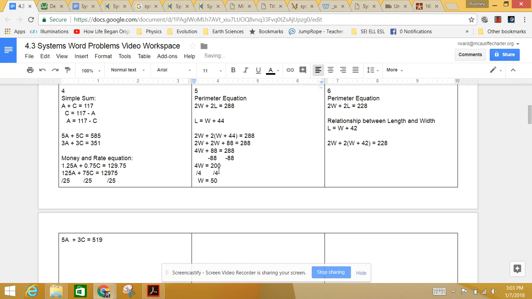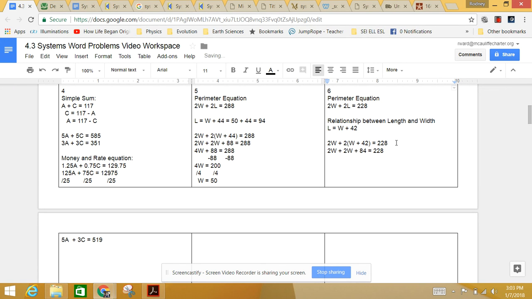So my width is 50, and I can go back here and replace width with 50. So 50 plus 44 is going to be my length. And so my length will end up being 94. So 94 is my length, and 50 is my width. All right, I'm going to do the same thing on this one. I'm going to start simplifying. So 2W plus, and I'm going to distribute 2 times W plus 42. So that's 2 times W plus 2 times 42, which is 84, which equals 228.